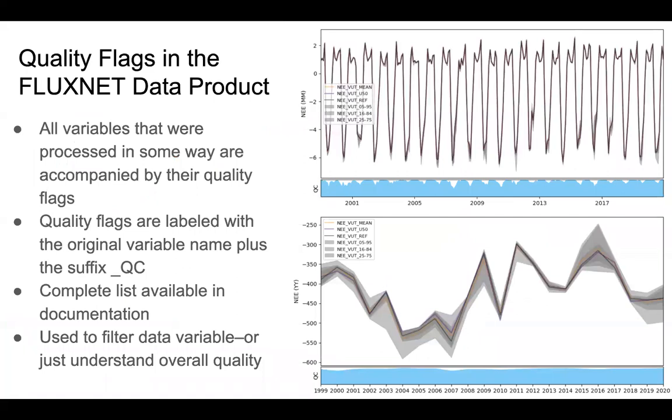Okay, one other thing that I mentioned briefly, and I'll just touch very quickly here, is the quality flags. So almost all of the variables that we have touched in any way, that we applied any type of processing, have an associated quality flag, right? And basically the quality flags indicate, in most cases, if a data point was measured, if it was gap filled, if we have high confidence in that gap filling or not.